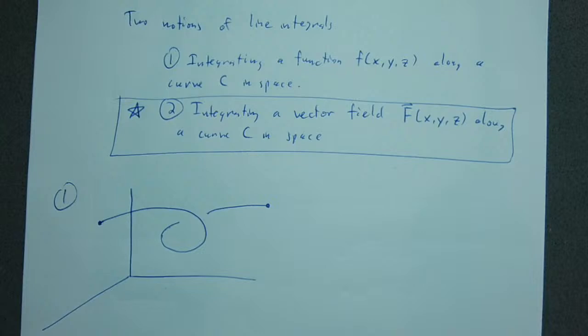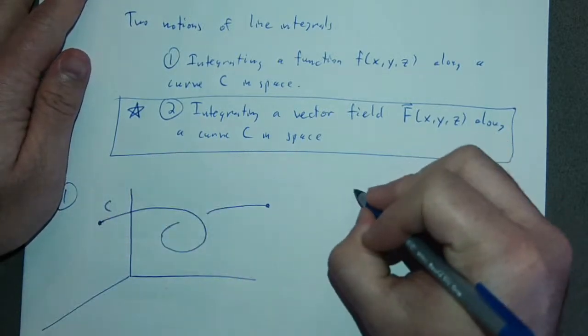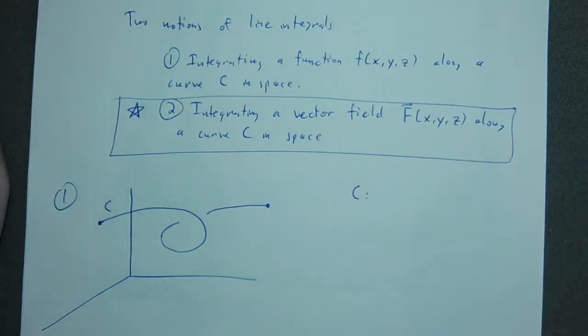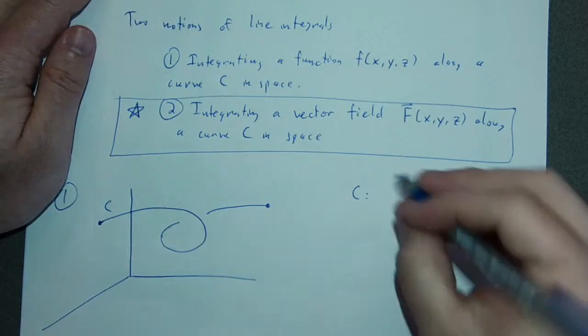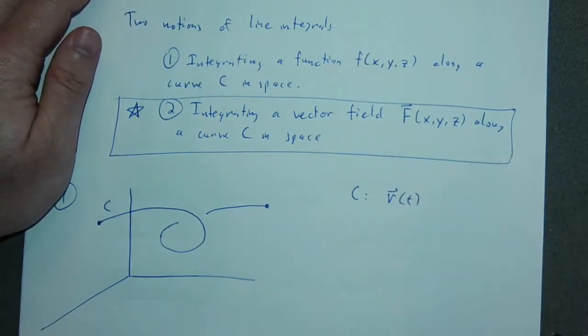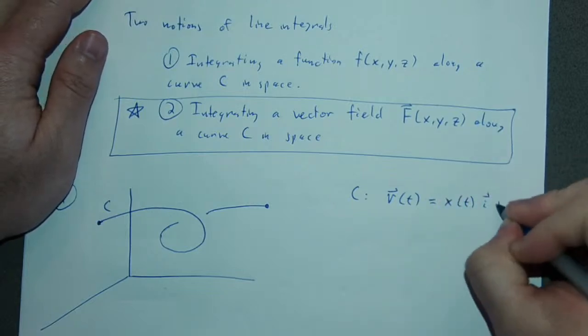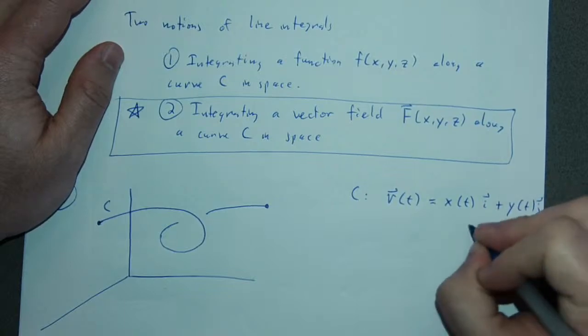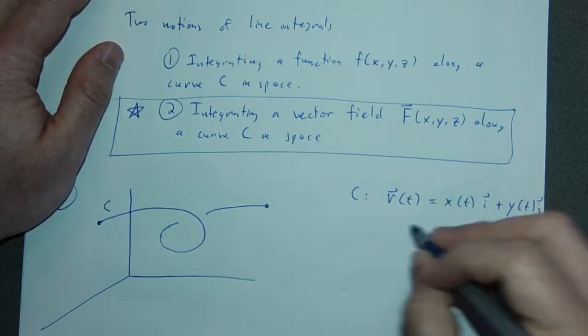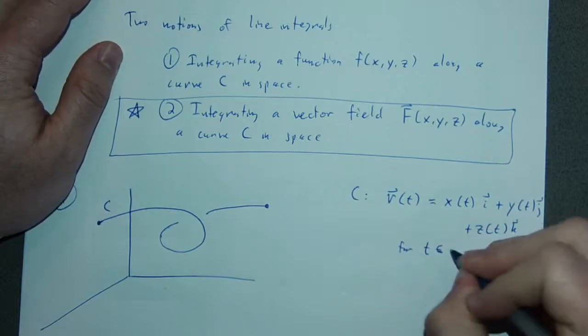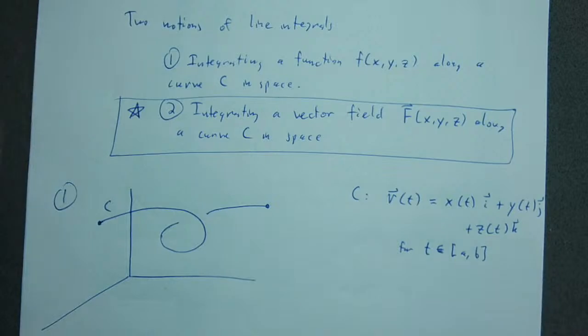So let's look at this space curve. Let's define this thing as having the parameterization as usual, like we used to do back in chapter 12. So the curve C, say, has a smooth parameterization r of t in the usual way. So this is x of t i plus y of t j plus z of t k for t in the closed interval [a, b].